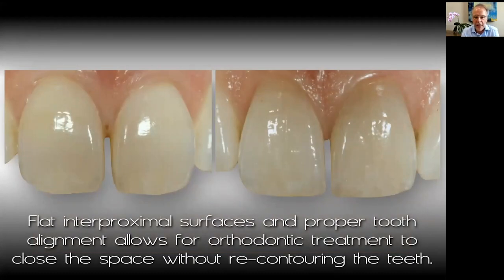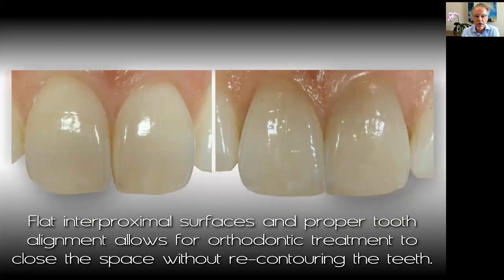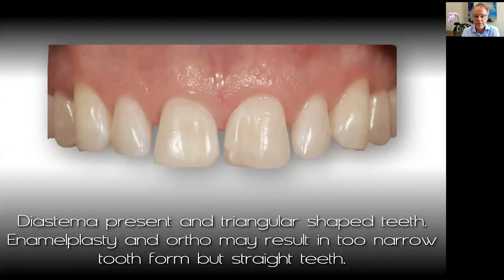So if I have flat interproximal surfaces, in other words, proper tooth form and alignment, with the teeth standing vertically, you can do bodily movement orthodontically to close the space. So there's no recontouring of the tooth required. With orthodontic means, you can bring the teeth together and solve the problem. That's why orthodontics should always be one of your first considerations to help the patient overall, and maybe to simplify the restorative procedures. So this is the case that I'm going to show you predominantly in this webinar.